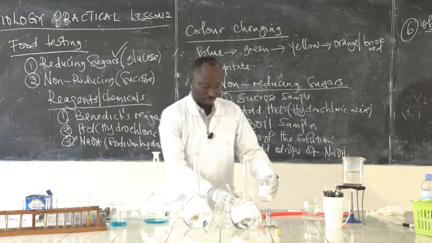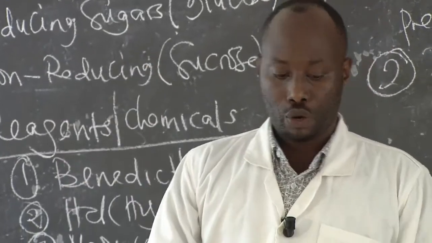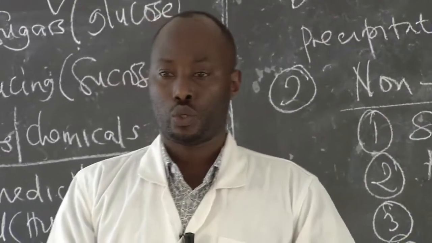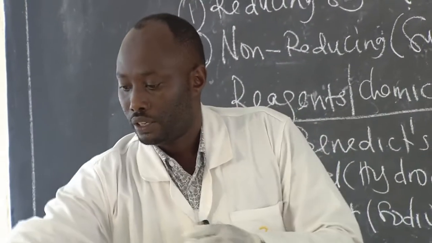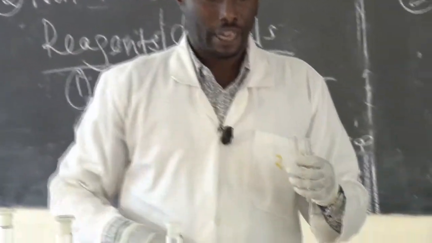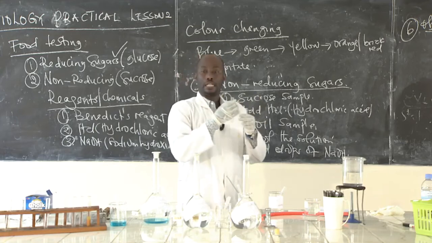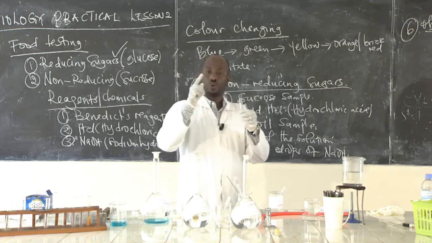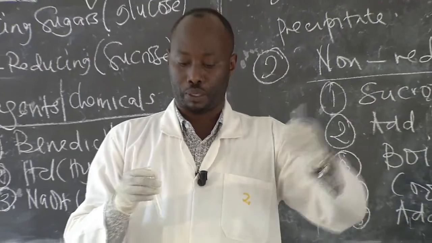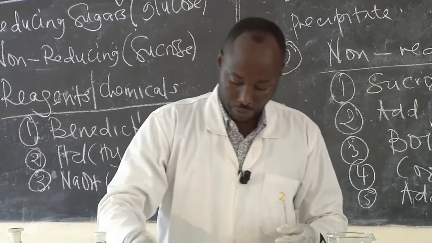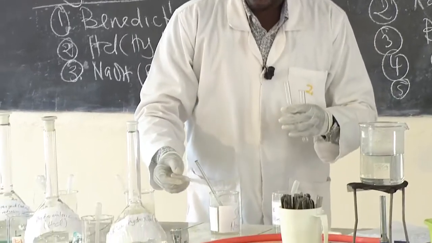This is a sample containing sucrose. I also use a sample of distilled water to act as a control experiment. I will get 2 test tubes. Test tube 1 will contain a solution containing sucrose. Test tube 2, I will put distilled water, which is going to act as the control experiment. So let us do our experiment. I get the sample.